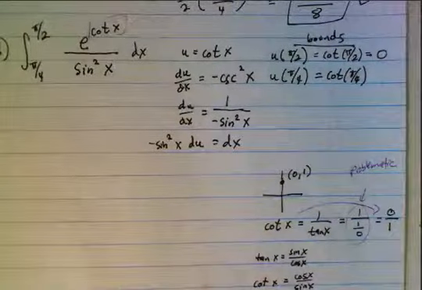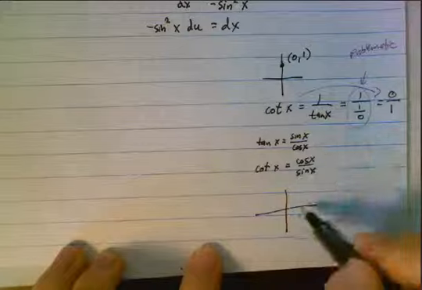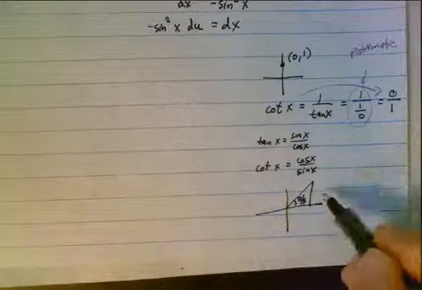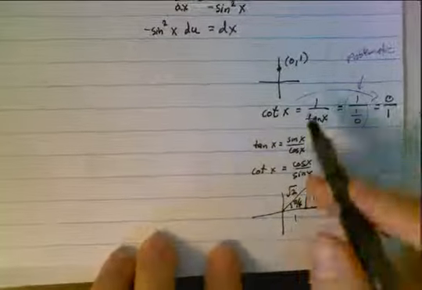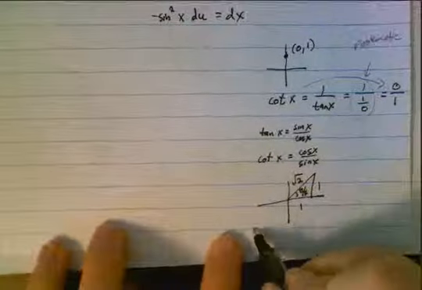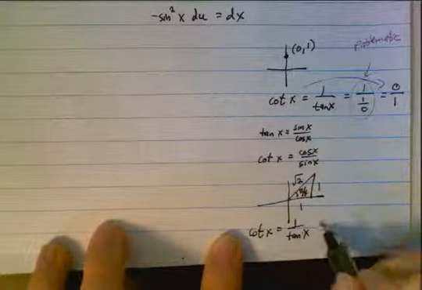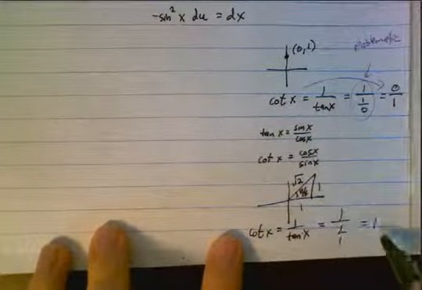For pi over 4, at least we don't run into that. Triangle is 1, 1, root 2. So here we're fine. We can say cotangent is 1 over tangent. Tangent is opposite over adjacent. That's just equal to 1.